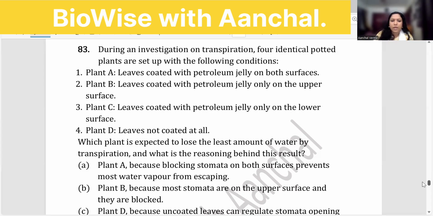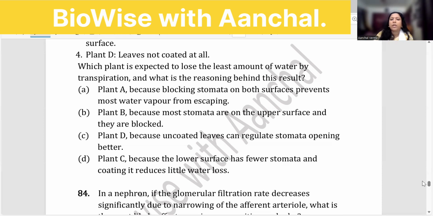Let's see. Plant A, because blocking stomata on both the surfaces prevents most water vapor from escaping. Plant B, most stomata on the upper surface and they are blocked. No, that is not right. Next one, plant D, uncoated leaves can regulate stomata opening. That is true, but water will be lost. Plant C, because the lower surface has fewer stomata and coating it reduces little water loss.